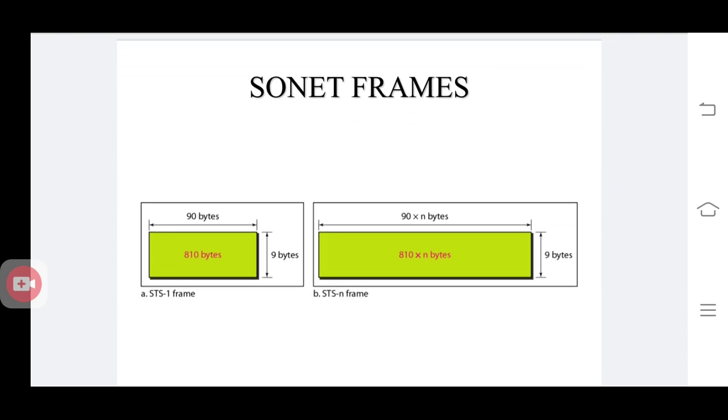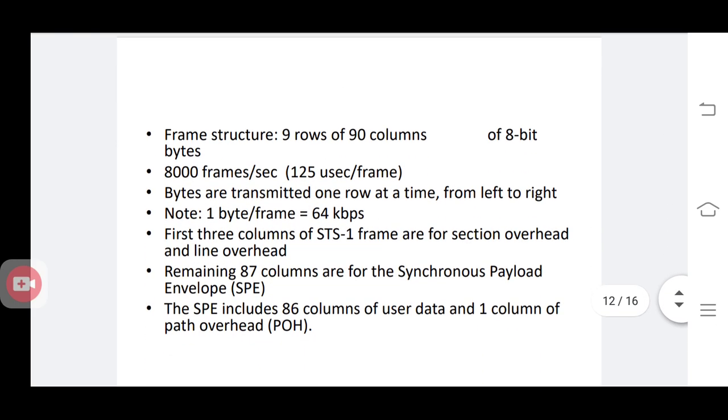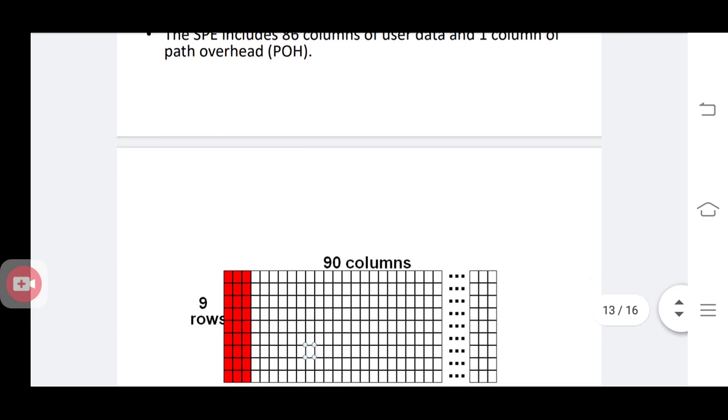And this is the structure of a SONET frame. You can see 9 rows and 90 columns, with 1 byte in each cell. 1 byte is equal to 8 bits. So it can transmit up to 8000 frames per second. Also, these bytes are transmitted one row at a time. The first three columns of this STS-1 frame are section and line overhead, and the remaining 87 columns are for the synchronous payload envelope. SPE includes 86 columns of user data and one column of path overhead.